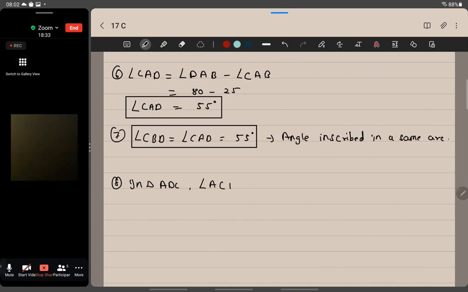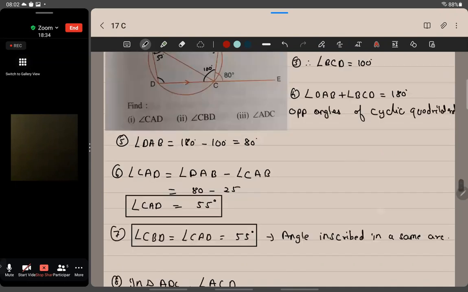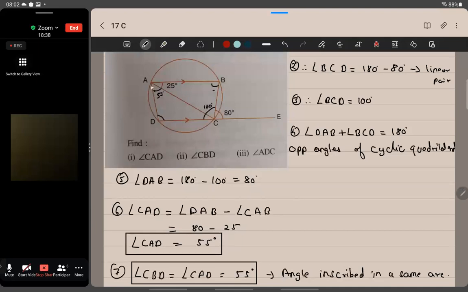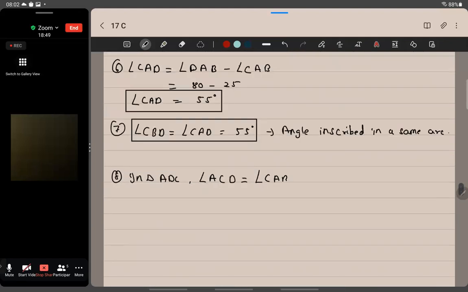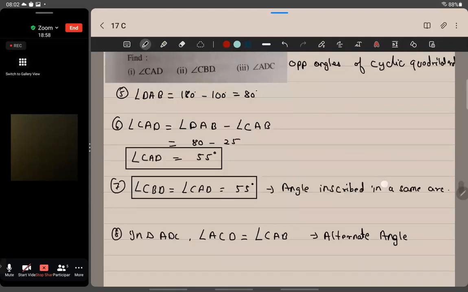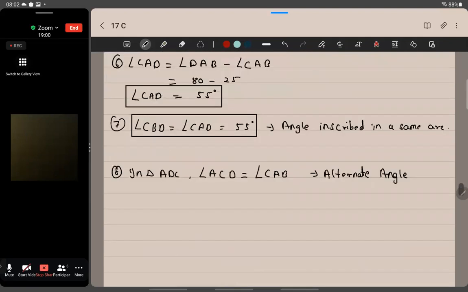ACD, see angle ACD, ACD is equal to CAB, alternate angles because the lines are parallel there. Why alternate angles? Because AB is parallel to DC. So ninth point, angle ACD is equal to 25 degrees.